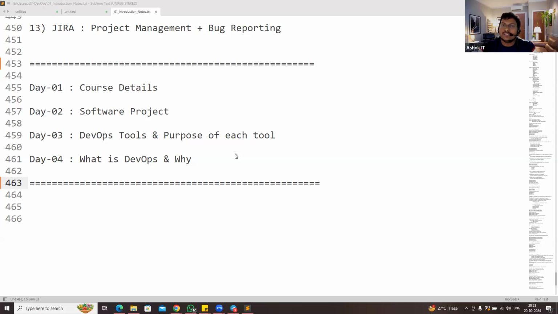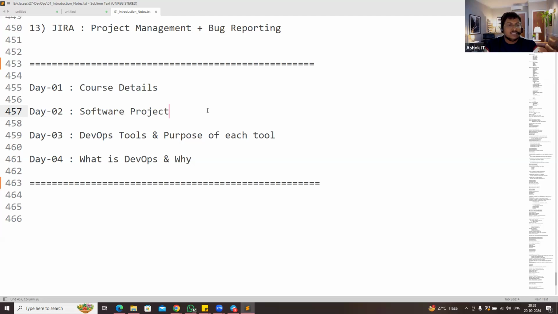In the last 4 sessions, what have we covered? In the first session, we covered our course: the prerequisites, course content, duration, fee structure and all. In the second session, we understood software project details: what is a project, why we need to develop a project, how many types of projects are available in the market, what is the software project architecture, what technologies we are going to use to develop a software project, and the technologies that we can use with multiple permutations and combinations. What is front end, what is back end, what is database, we understood.